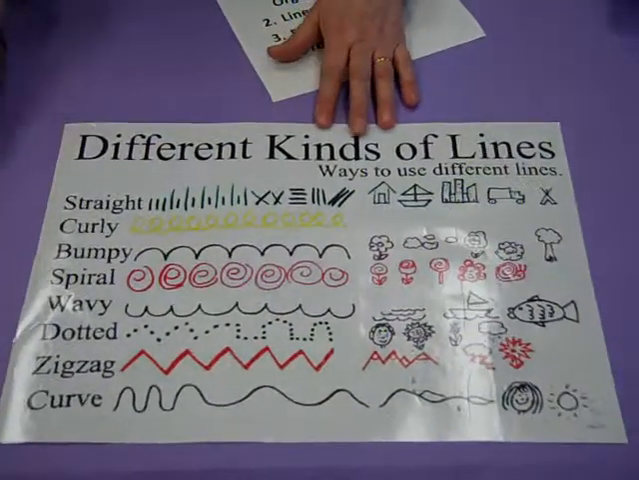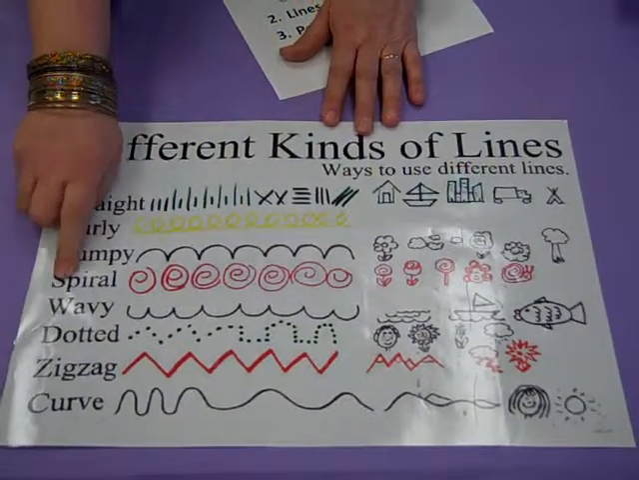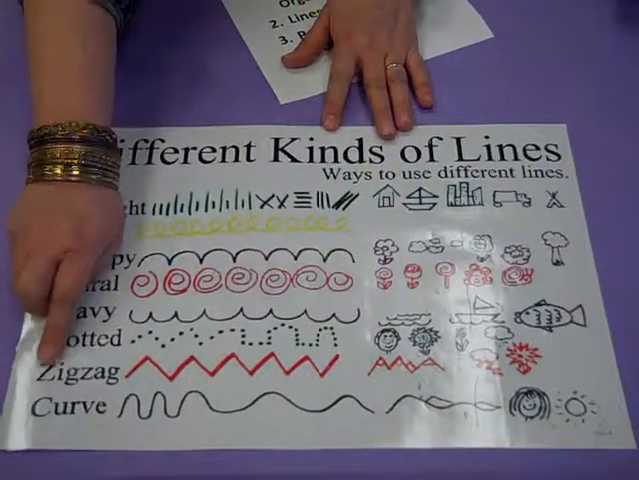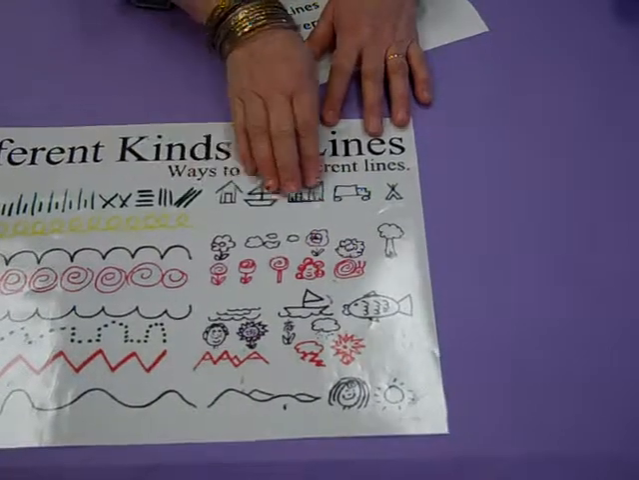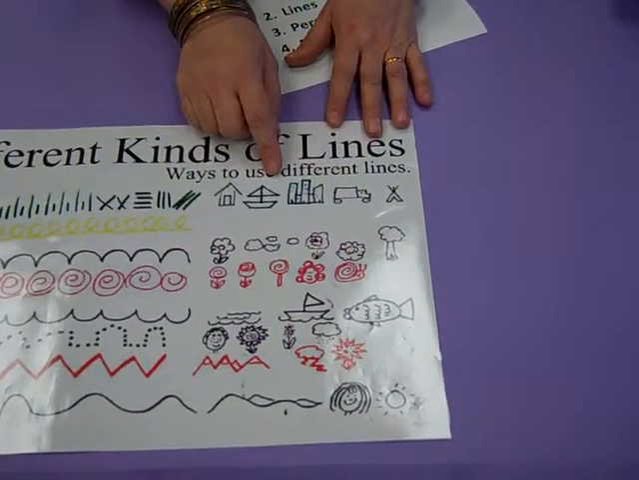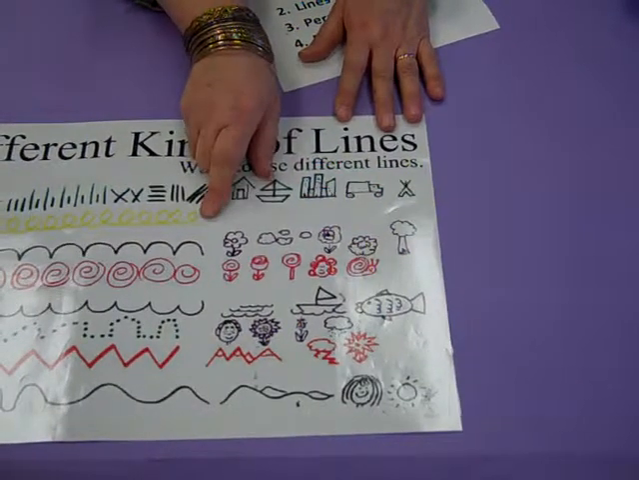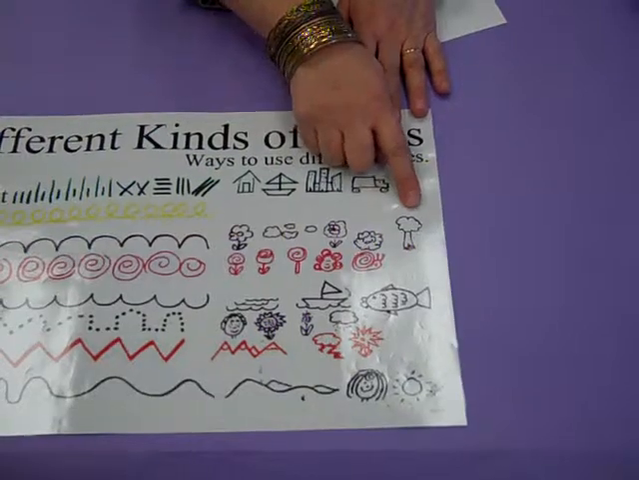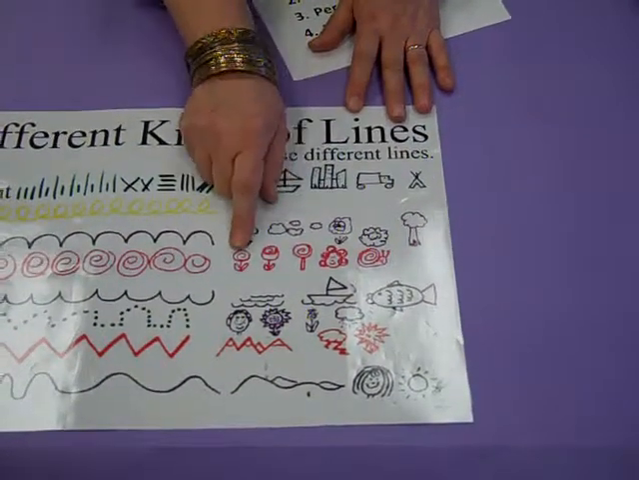We're going to take all those lines that they've learned at Center School: straight, curve, bumpy, spiral, wavy, dotted, zigzag, and curve, put them to use like they have been doing, but in different ways. Straight lines, mostly for man-made things. Curly, for paths of smoke or animals. Bumpy, for different things in nature.